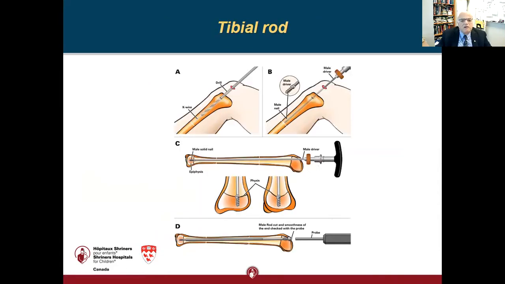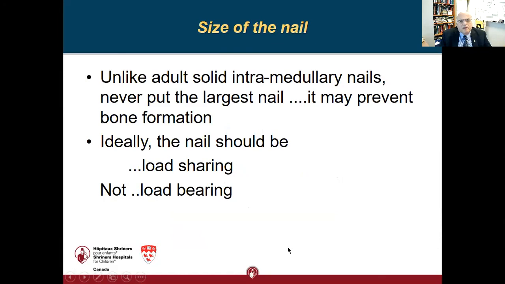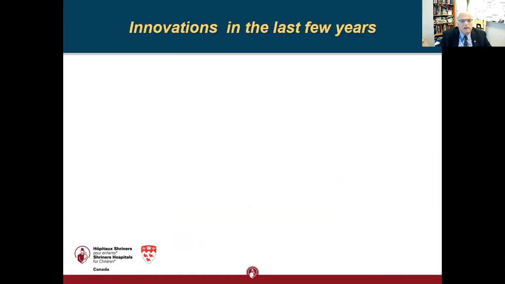That's the tibial rod. The same thing, the male threads are inserted in the distal tibial physis, and the proximal threads are inserted in the proximal tibia. What size of nail? Unlike solid intramedullary nails, we never put the largest nail. It may prevent bone formation. Therefore, the nail ideally should be load-sharing, but not load-bearing.